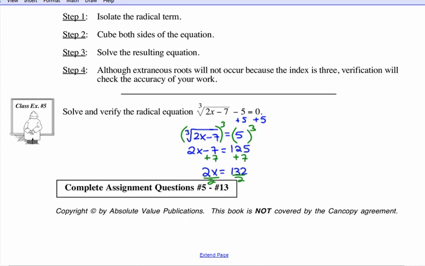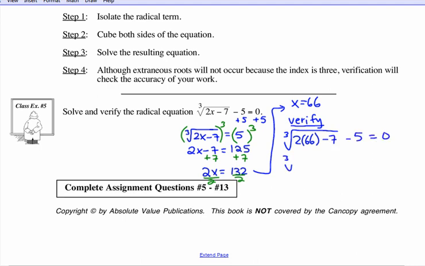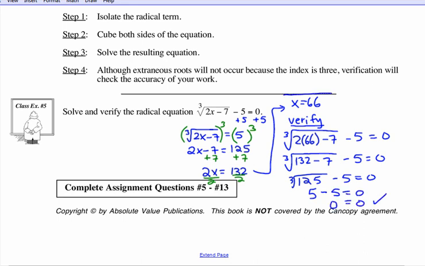x equals 66. So we just do a verify. The cubic root of 2 times 66 minus 7, minus 5 should equal 0. So we have 2 times 66 gives us 132. Take away 7, minus 5 should equal 0. So the cubic root of 125 minus 5 should equal 0. The cubic root of 125 is 5, so 5 minus 5 does give us 0. So that's true, and therefore our solution is x is equal to 66.